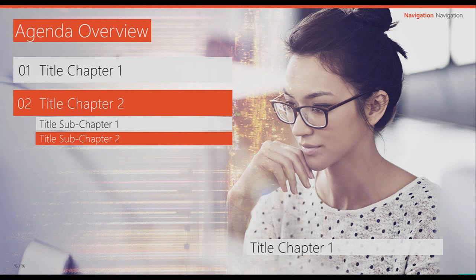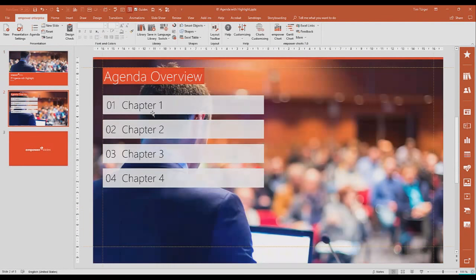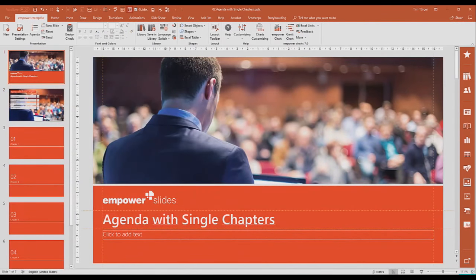The agenda with highlights is a very easily structured agenda. It mostly consists of just numbers for the chapters and the chapter itself. It can also have subchapters if you would like. So how would it look in normal view? We would have an overview with certain chapters, and then a highlight whenever you reach a certain part of the presentation. It would be highlighted, like a red mark, whenever I reach chapter 2, for example. The second agenda I would like to introduce is the agenda with single chapters.